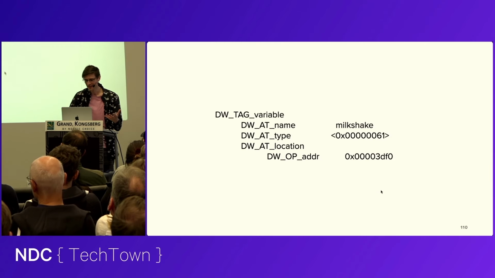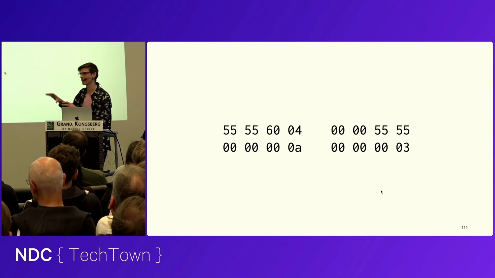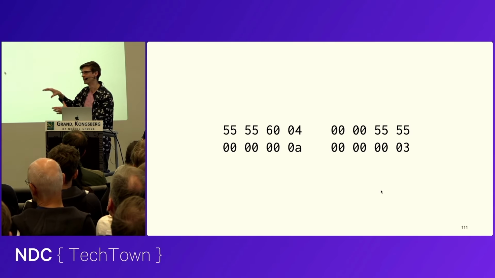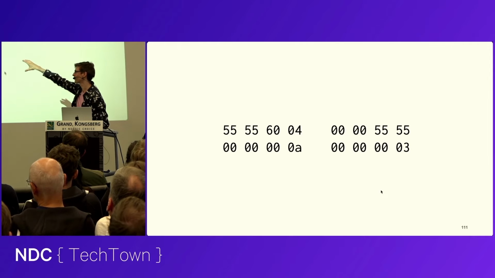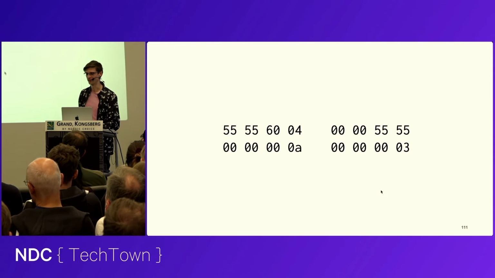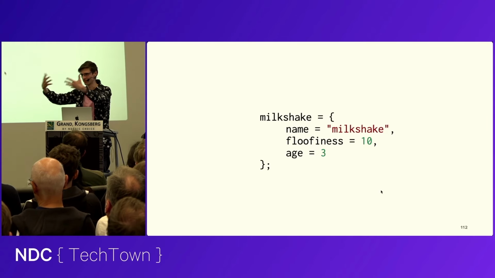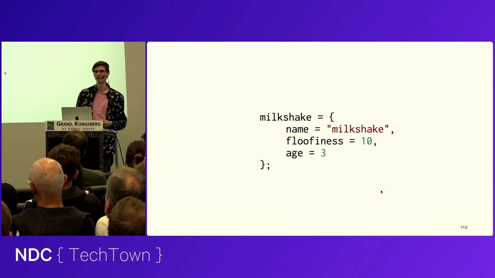And based on that, our debugger can take these bytes and say, oh, I know how to interpret these. I know what the struct layout is. I found them through the DWARF information, and based on the DWARF information, I can maybe print out something like this, which just gives us a nice textual representation of those bytes.